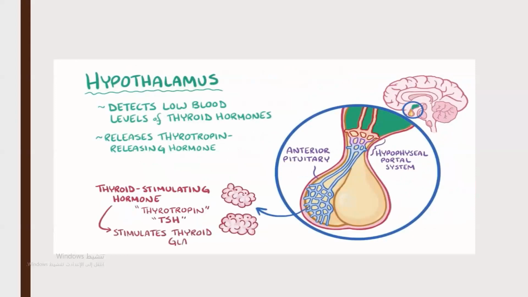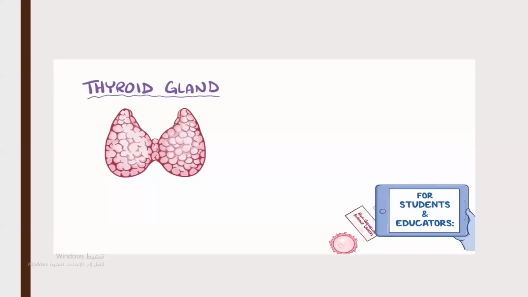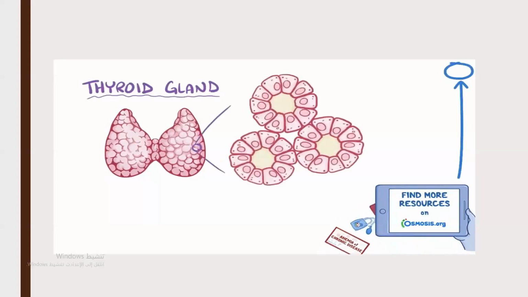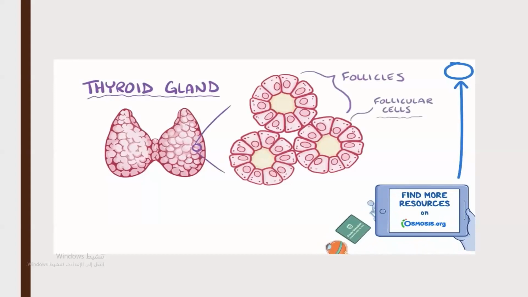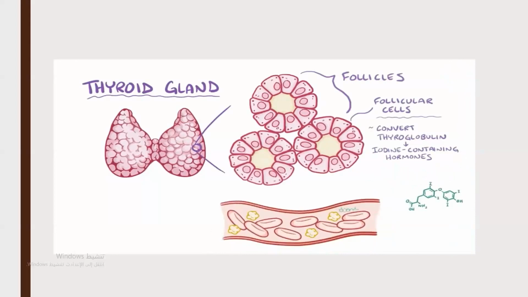TSH stimulates the thyroid gland, which is a gland located in the neck that looks like two thumbs hooked together in the shape of a V. The thyroid gland is made up of thousands of follicles, which are small spheres lined with follicular cells. Follicular cells convert thyroglobulin, a protein found in follicles, into two iodine-containing hormones, triiodothyronine, or T3, and thyroxine, or T4. Once released from the thyroid gland, these hormones enter the blood and bind to the circulating plasma proteins. Only a small amount of T3 and T4 will travel unbound in the blood, and these two hormones get picked up by nearly every cell in the body.